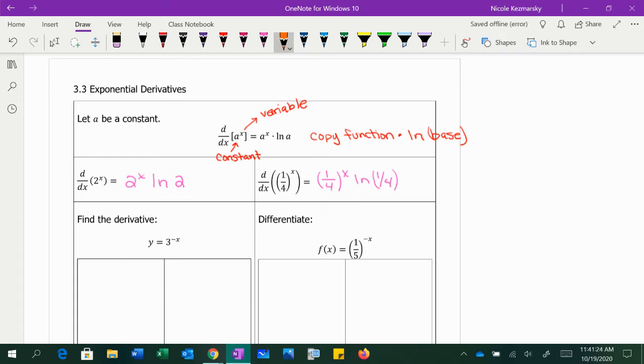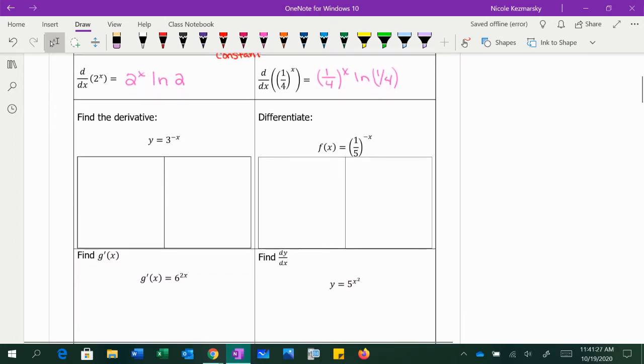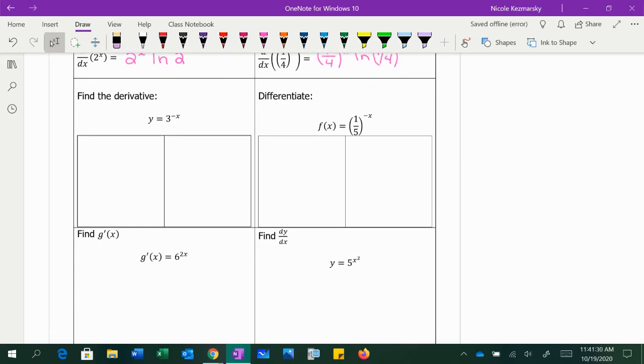Sometimes you can do these problems in two different ways. For example, for this next one, I could use the property in exponents that says move your base with the exponent to the denominator. So I could rewrite this as 1/3 to the x. And I can treat it just like the example we just did. I can say y prime is equal to 1/3 to the x times the natural log of 1/3.